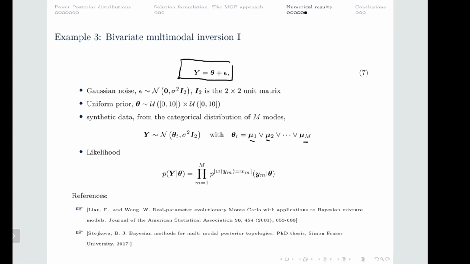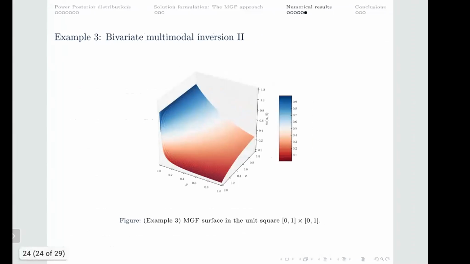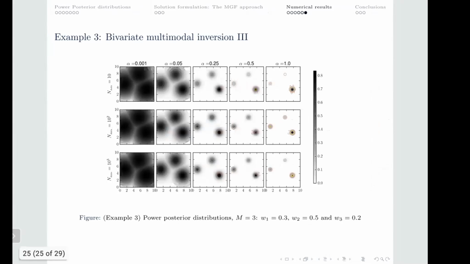So this example we constructed based on the following paper and also this PhD thesis. So this is the moment generating surface for alpha between 0 and 1, and for beta between 0 and 1. Now, if we consider that we have only 3 modes in the data, and that the modes are a little bit weighted. So the first mode has the weight of 0.3. The second one is the most important, and then the third one is 0.2.